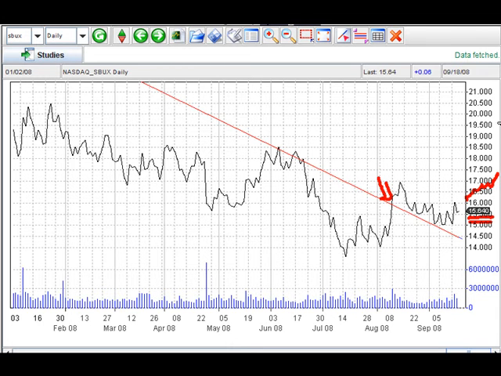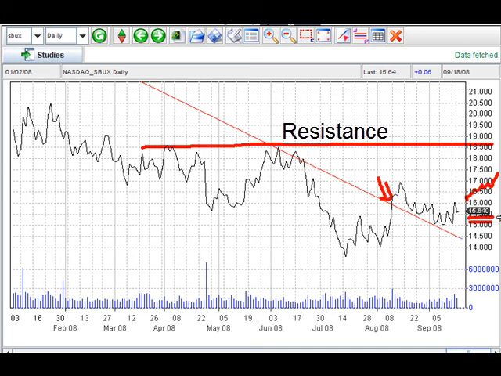Now, will it get to $40 again? Probably not, but certainly we can look for higher levels. This is going to be an area of resistance right here, 18.50. So it's not the biggest move in the world, but it could be a very good move given the markets that we're looking at.